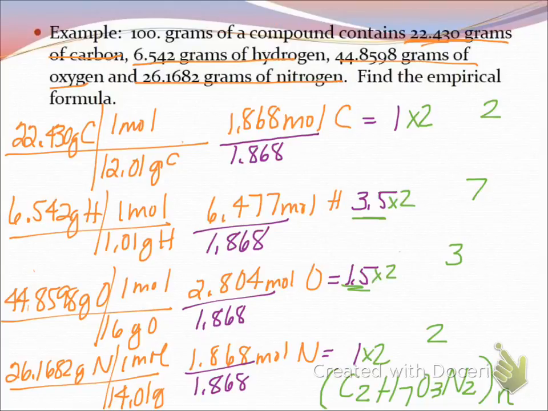Yes? Why did you divide by 1.868? Because you divide everything by the smallest number of moles you have present. And so for both carbon and nitrogen, that was the smallest number. So I divide everything by the smallest number of moles. That's the next step after you convert everything to moles. Okay? And if you look through the steps, it tells you after you convert everything to moles, then divide everything by the smallest. It's how we figure out what our ratio of atoms are to each other. Okay? Any other questions on that problem before we go do another one in a second?